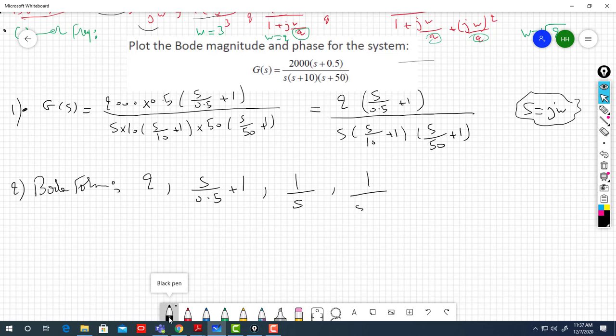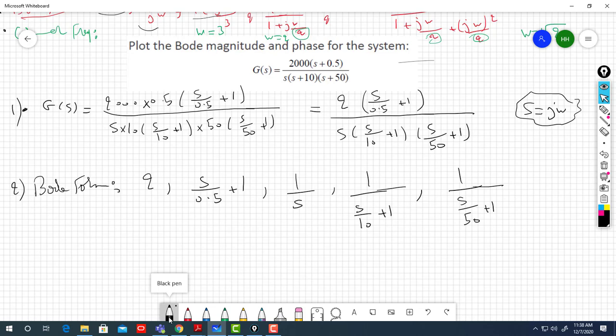So then 1 over S over 10 plus 1. This is a first order system with corner frequency equal to 10, and basically 0 to minus 90 degree. So two asymptotes, 0 and minus 20 decibel per decade, corner frequency is at 10. So you draw it. Of course, S equals J omega, don't forget. And 1 over S over 50 plus 1, exactly the same as this, but the corner frequency is different. By this, I draw all of them and I add them together.